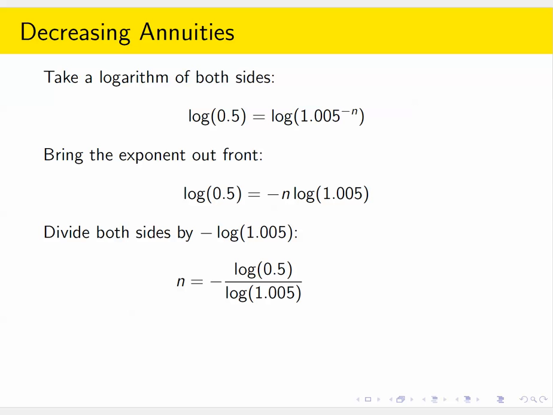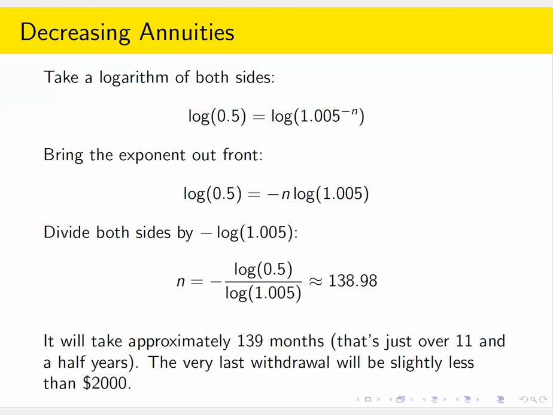That gives us an expression we can plug into a calculator. 138.98 approximately. Now notice that's almost 139. So it'll take approximately 139 months to empty this account. The fact that we got a number a little bit less than 139 actually means this. The amount of money we withdraw the very last month will actually be slightly less than $2,000.